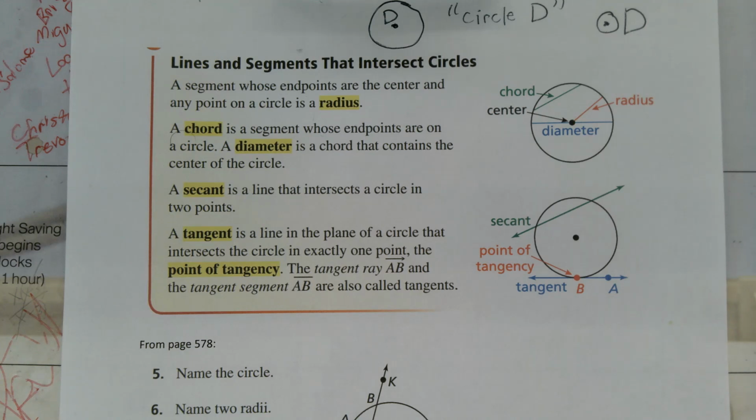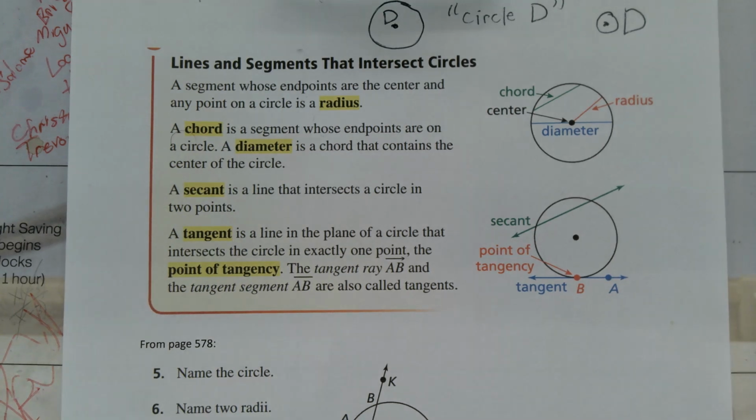Now I will tell you right now, great test questions. A chord is always, never, sometimes a diameter. And it's sometimes. This chord up top is not. This chord that goes through the center is. Turn it around. A diameter is always, never, sometimes a chord? Always. All right, let's continue on.